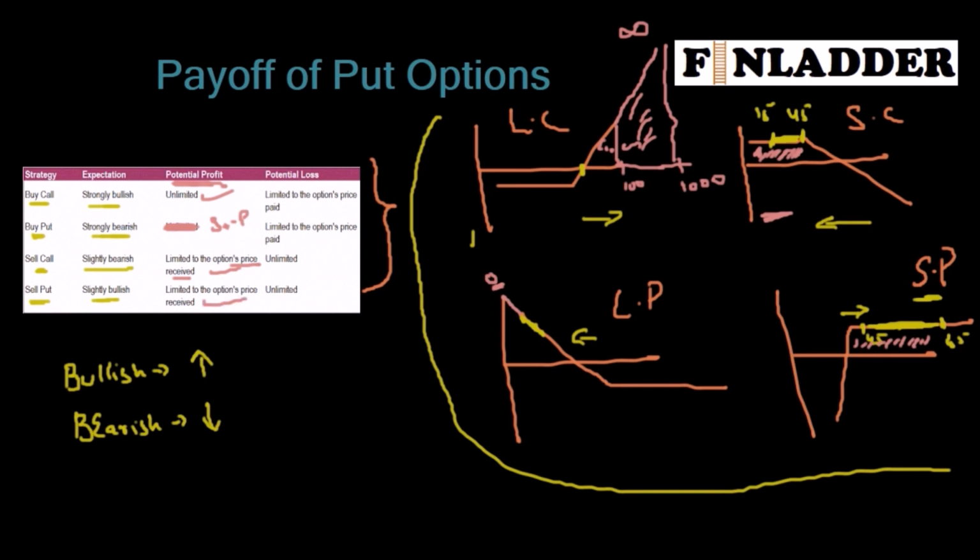Then we come to the part of potential loss. Now potential loss in a long call is this, the premium that we pay. So a limited potential loss, check. In buying a put, again a limited loss of the premium we paid, check. In selling a call, our potential loss can be unlimited. So this could exceed and we could face an unlimited loss. So here it says that our potential loss can be unlimited.